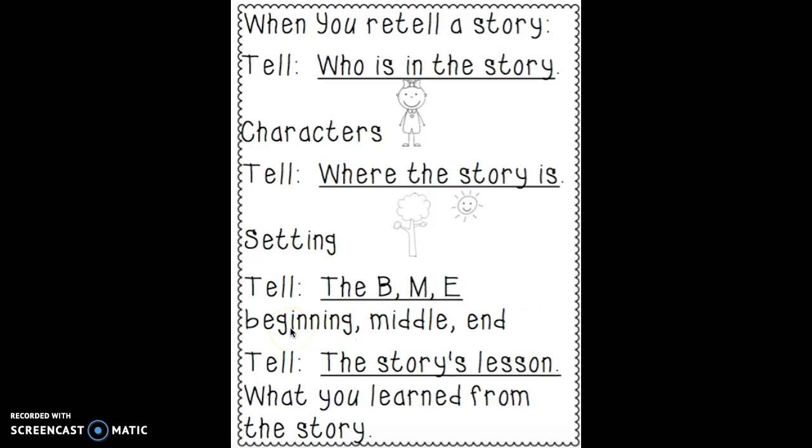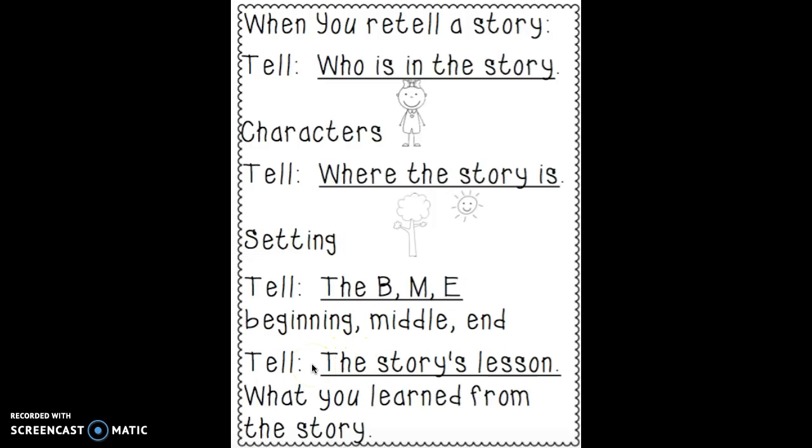How did the story start? What are some things that happened in the middle? Usually there's a problem in the story. It might be in the beginning, it might be in the middle, and then by the end, that problem should be fixed with a solution.